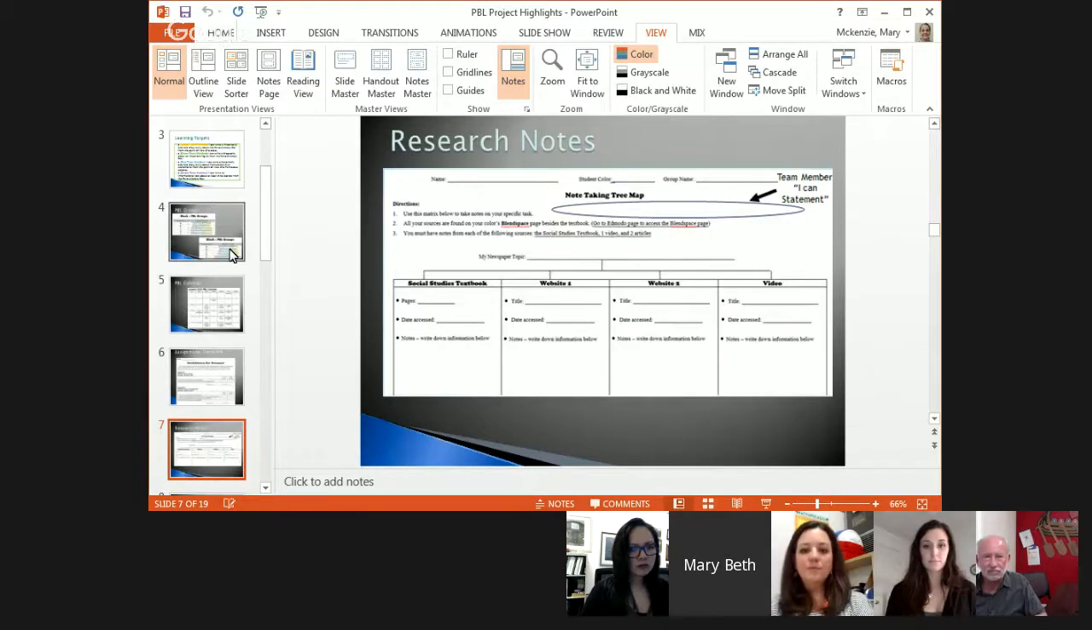They wrote their ICANN statement, and then as they were completing their research, they would fill in the information as they found it. Their information was placed on Blendspace, and so they had voice and choice in what resources they would use, but they did have to use 2 websites, a video, and then the social studies textbook for their information.